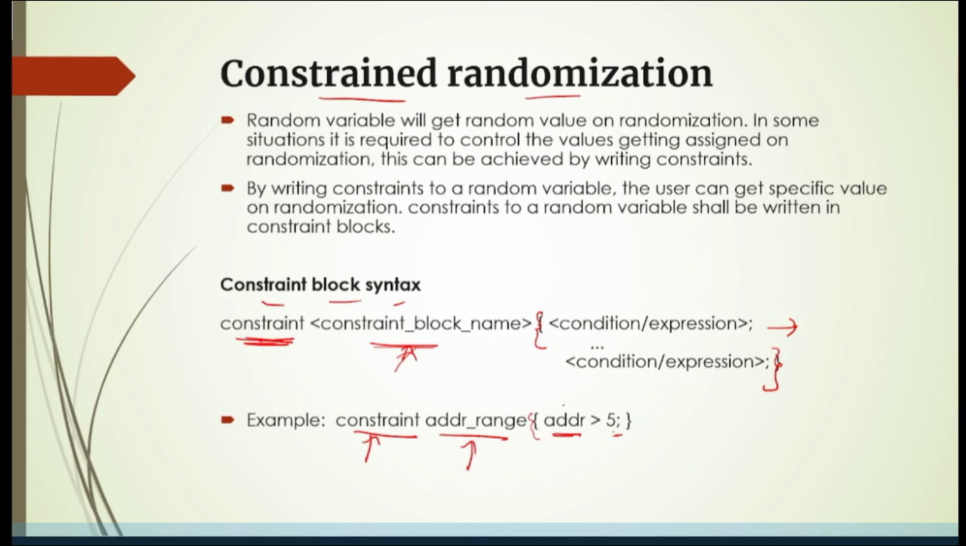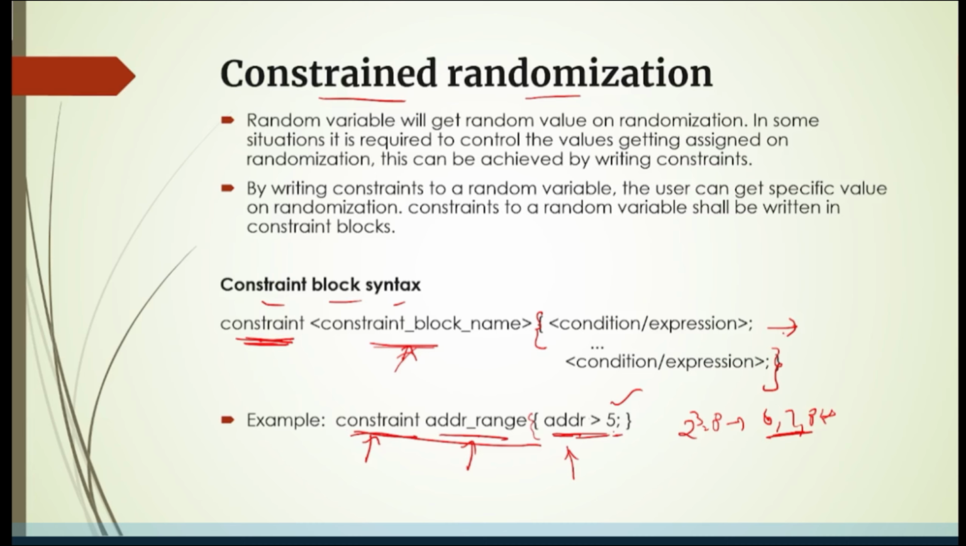Okay, now what happens? After seeing this constraint, the simulator can understand that I need to randomize the address value, but I need to give only the values which are greater than 5, because the limitation here is greater than 5. So for example, if this is 3 bit, then 2 power 3 is 8 possibilities, among which only 6, 7, 8 are the values that should be displayed according to this constraint. Got my point? So this is what constraint means.